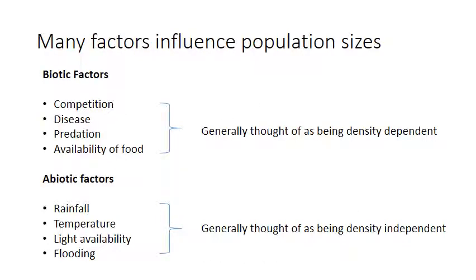The main factors that influence population changes, birth rates, death rates, immigration and emigration, are themselves affected by a host of different factors that can broadly be categorized as biotic and abiotic factors. Biotic factors are factors associated with organisms, and abiotic factors are factors associated with the physical environment. Biotic factors include things like competition, disease, predation and the availability of food. Abiotic factors are things like rainfall, temperature, light availability, and big physical weather events like flooding or hurricanes. This doesn't hold true across the board, but generally we think of biotic factors as being density dependent, and abiotic factors as being density independent.